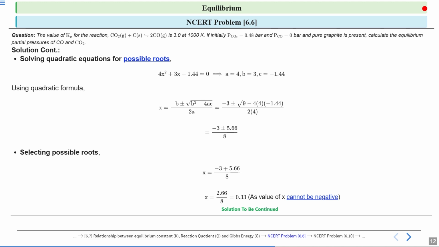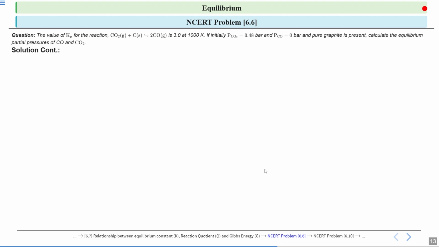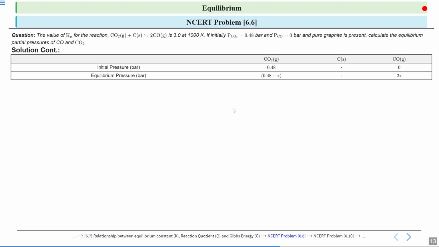Got it? Is it clear? So why are we neglecting the negative x? Because there is no product present for the backward reaction, as carbon monoxide has 0 bar pressure. So we will further calculate the required thing because now you have only calculated this change. If you look at this table, you will easily find how to calculate the partial pressure of CO2 and CO at equilibrium. You just have to put this value of x in these two forms.